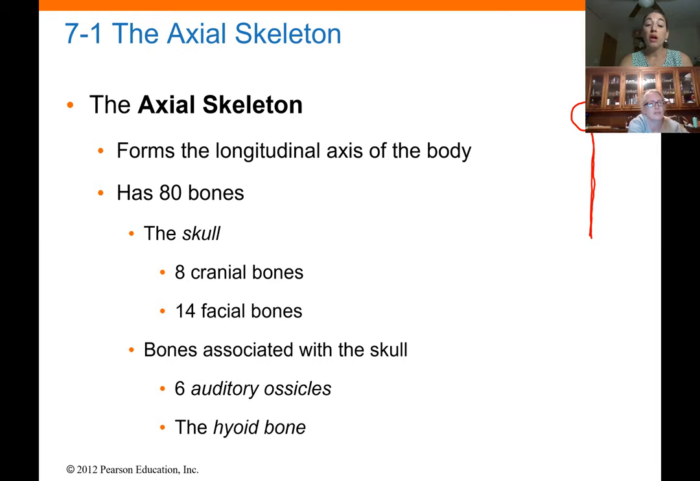But for the skull, there are 8 cranial bones and 14 facial bones, so the bones of the face. Other bones that are associated with the skull, you have 6 auditory ossicles or ear bones, 3 on each side. And then you have the hyoid bone, which is kind of high up here in your neck, and that helps support several sets of muscles and your tongue.